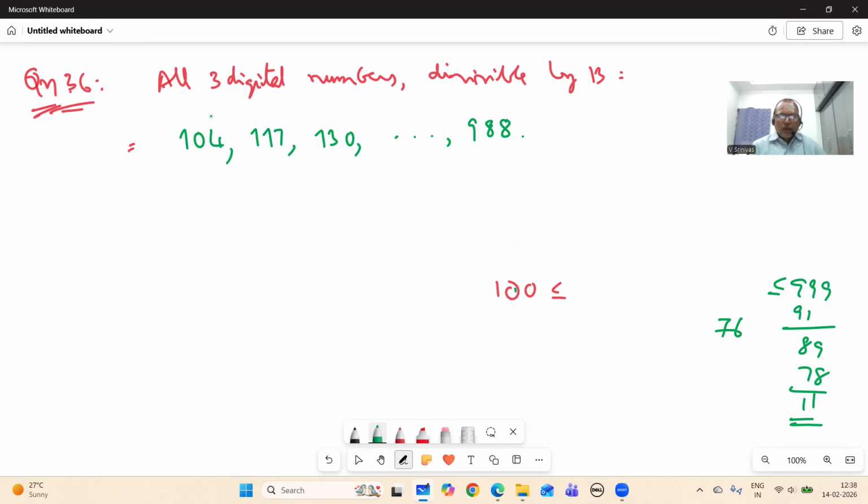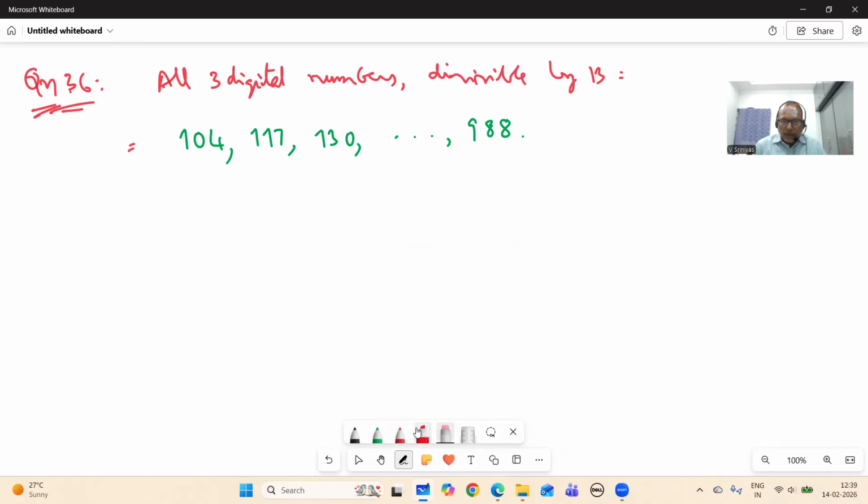So all the pharmacies will be selling these multiples of 13. Divide this by 13. 98 by 13, 13 goes 7 times. 91, and in 78, 13 goes 6 times. So this is a multiple of 13. These are all the multiples of 13.